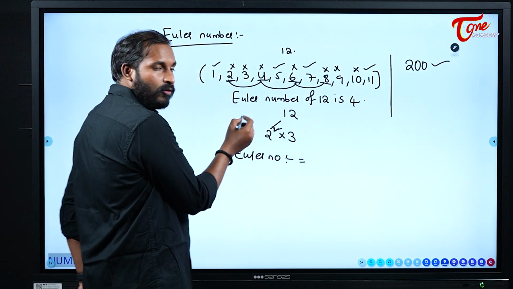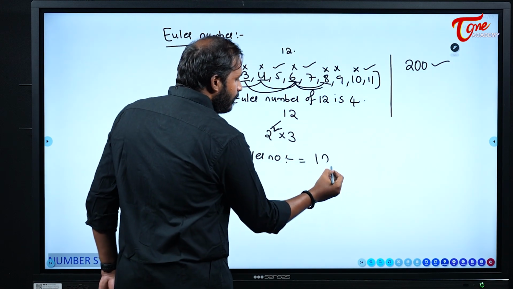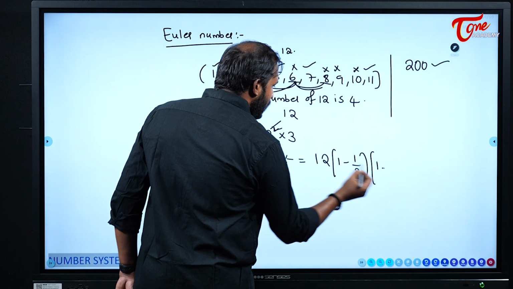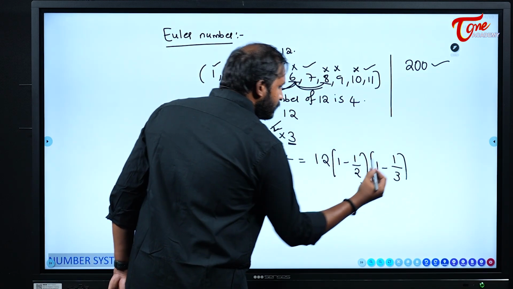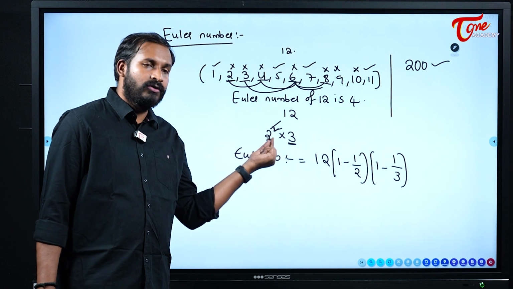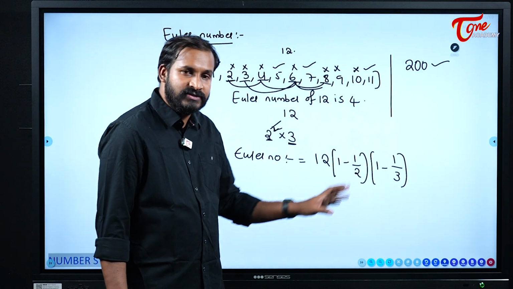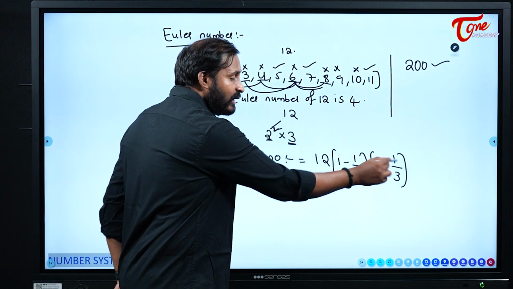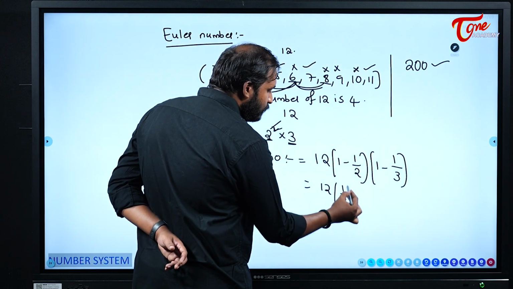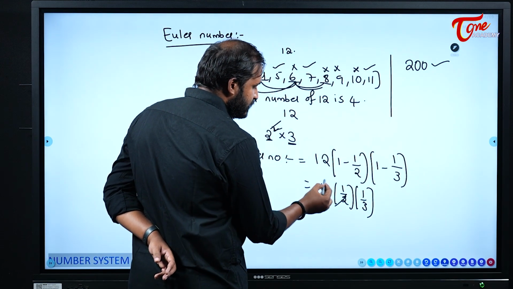Similarly, if 3 is not a coprime with 12, all the multiples of 3 are also not coprime with 12. So, 12 into (1 minus 1 by 2) into (1 minus 1 by 3). Forget about the power; even if it is there, one power is enough for us. So, 2 and 3 are the 2 prime numbers. For any other prime, for example 5, I will write 1 minus 1 by 5. So now, 12 into 1 by 2 into 2 by 3. 2 ones are 2, 6.